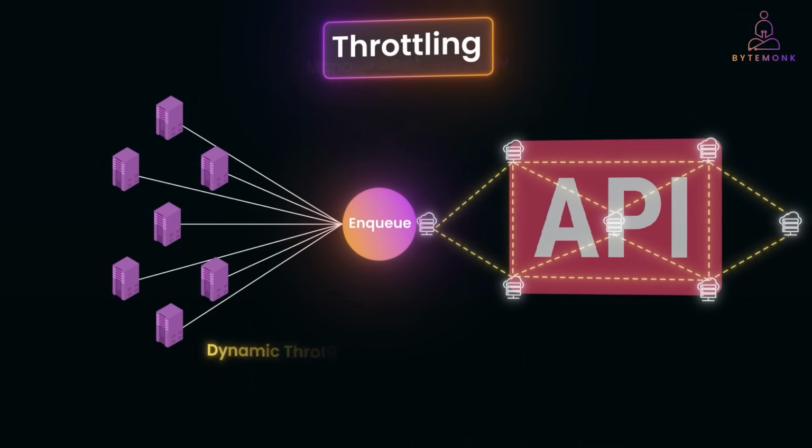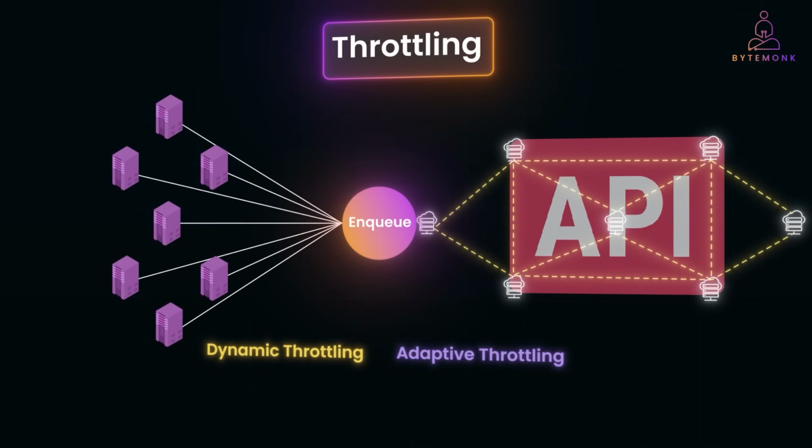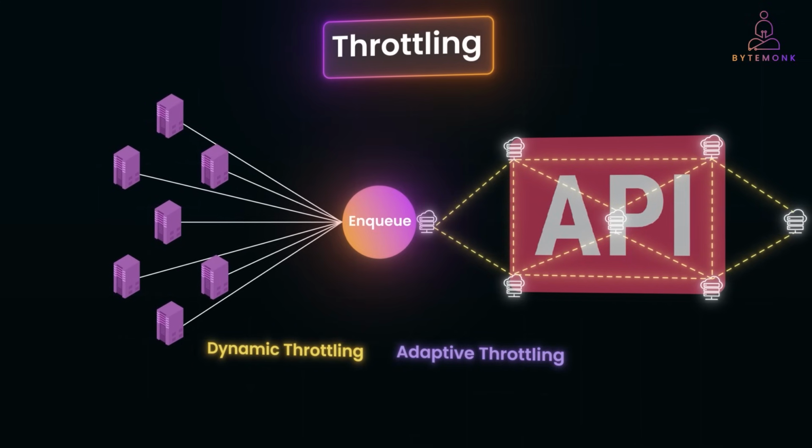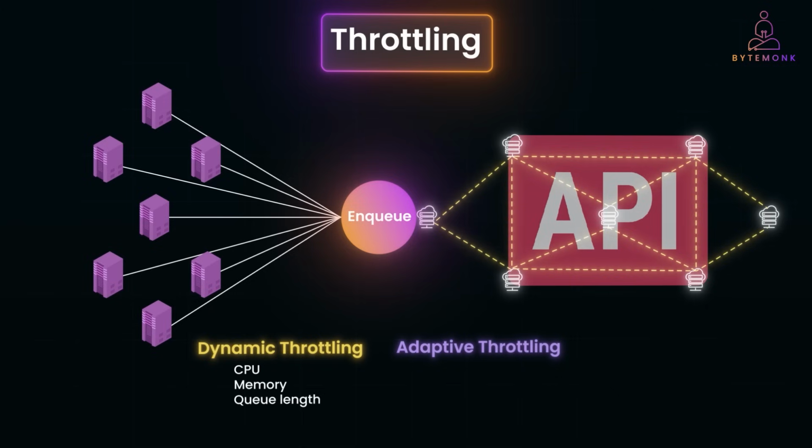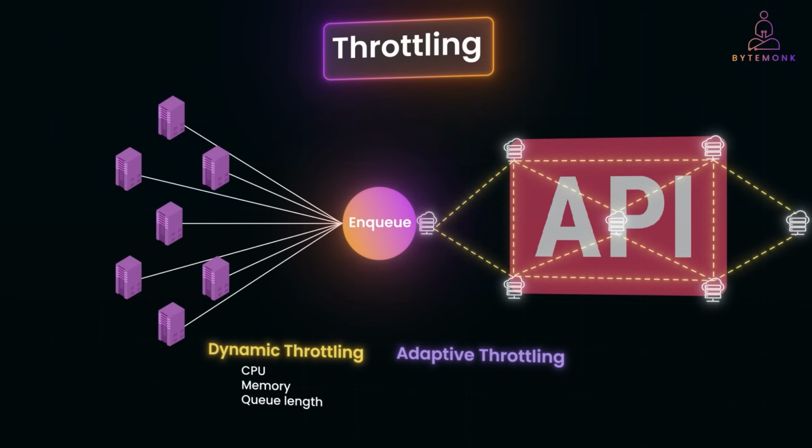And by the way, you can use dynamic throttling or adaptive throttling. In dynamic throttling, you adjust throttling levels based on real-time metrics like CPU load, memory usage, or queue length. If resources are strained, you throttle more aggressively. Adaptive throttling incorporates machine learning or advanced heuristics to predict spikes and adjust throttling before the trouble occurs.